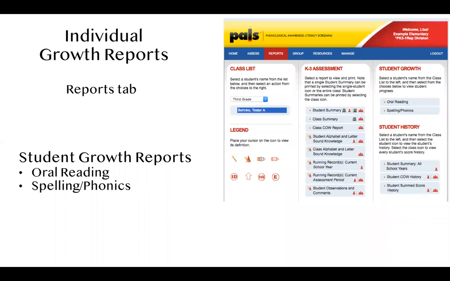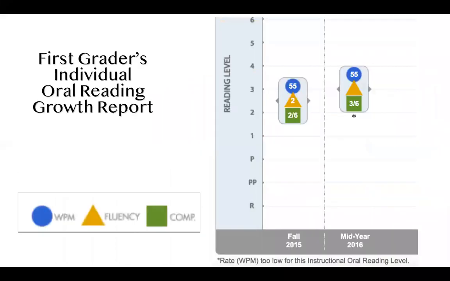Okay, so now back to another report. We have individual growth reports that are available as well. And again, they're on the reports tab. And there are 2 different ones that are more specific with that individual growth. And they are the oral reading growth and the spelling and phonics growth. So let's move to spelling and phonics. You see that here in front of you. So clearly this child, I'm sorry, not spelling and phonics. We're going to look at this one first, the oral reading.